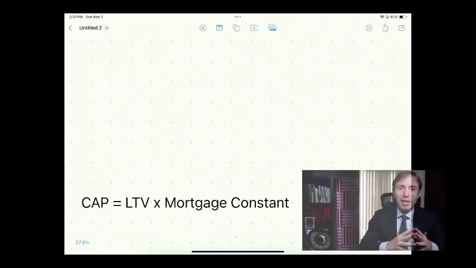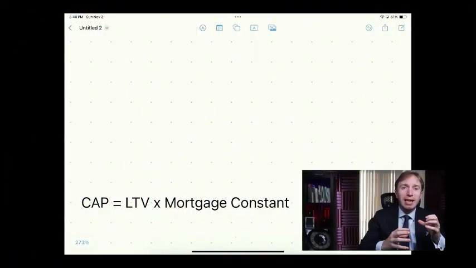So it's a really good trick, and we can look at this right now. So in this particular case, we're looking at the capitalization or cap rate, which is essentially the loan to value times a mortgage constant. If you want to have a zero holding cost, you can get this equation.